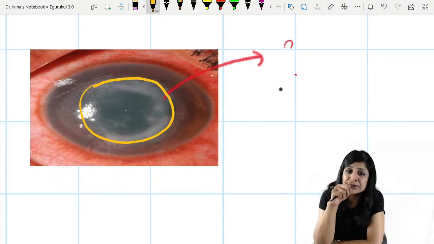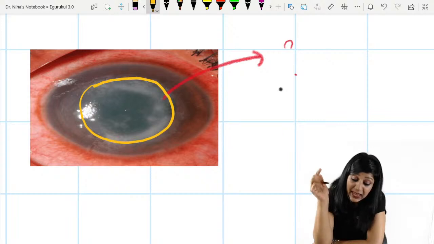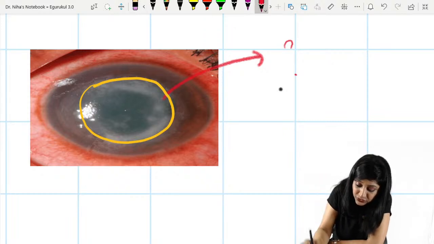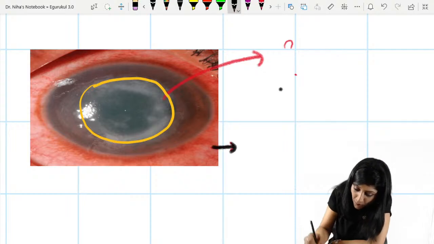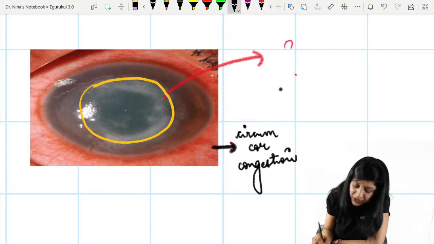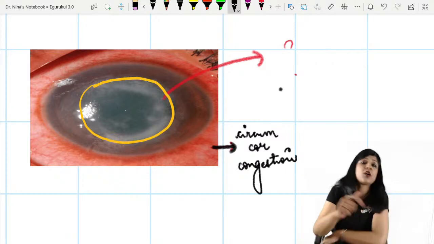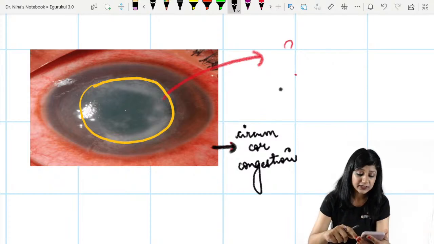You can see something which is present in a ring-shaped manner over the cornea, and yes, Shreya was correct. This is the circumcorneal congestion. So if you are getting circumcorneal congestion along with the opacity in the cornea, obviously then it's not a plain corneal opacity. So what are you thinking in the cornea then?